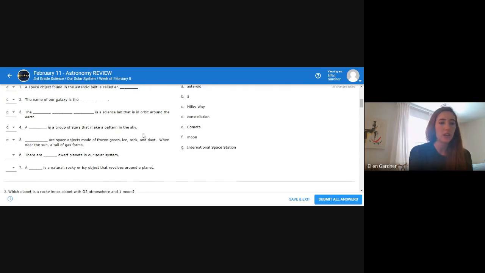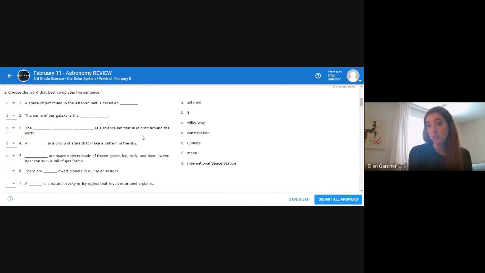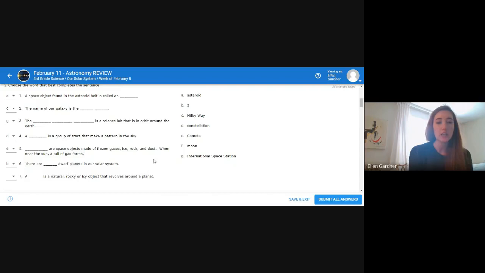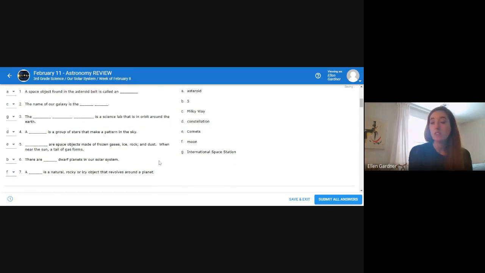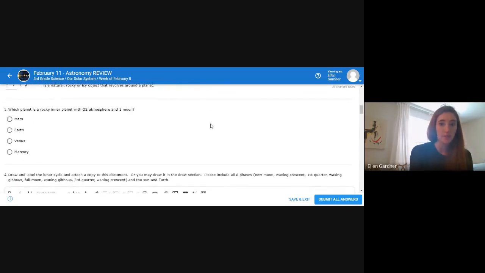How many dwarf planets are in our solar system? 5, that's right. And what is the name of a natural, rocky, or icy object that revolves around a planet? A moon, that's right. So we have just one. There are some planets that have none and some that have dozens, like all of the outer planets.